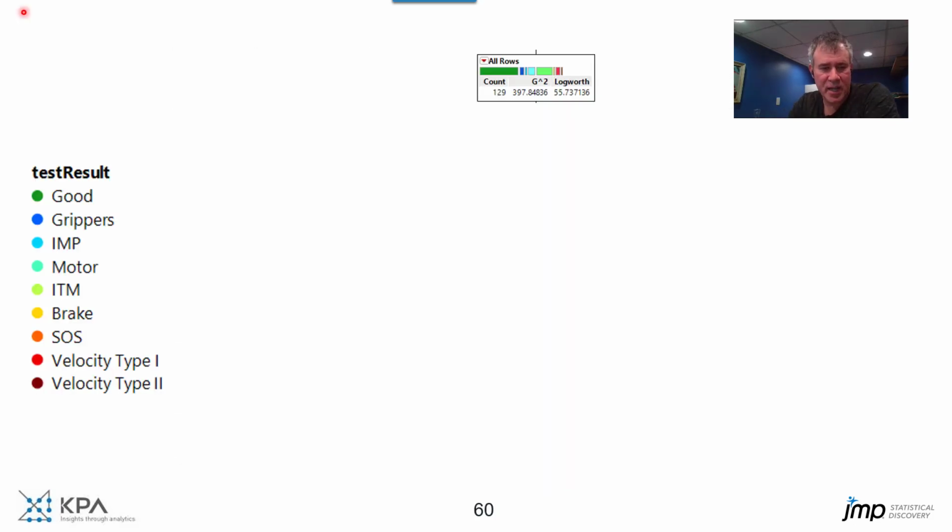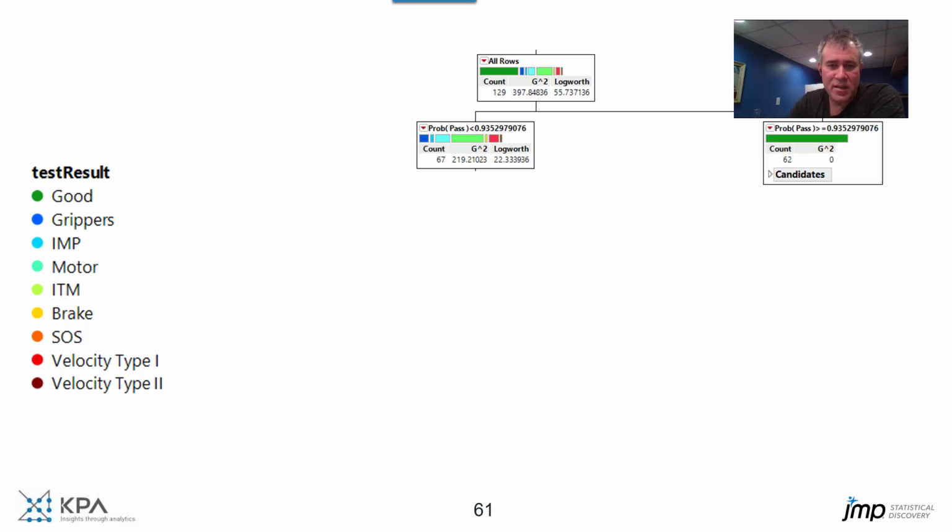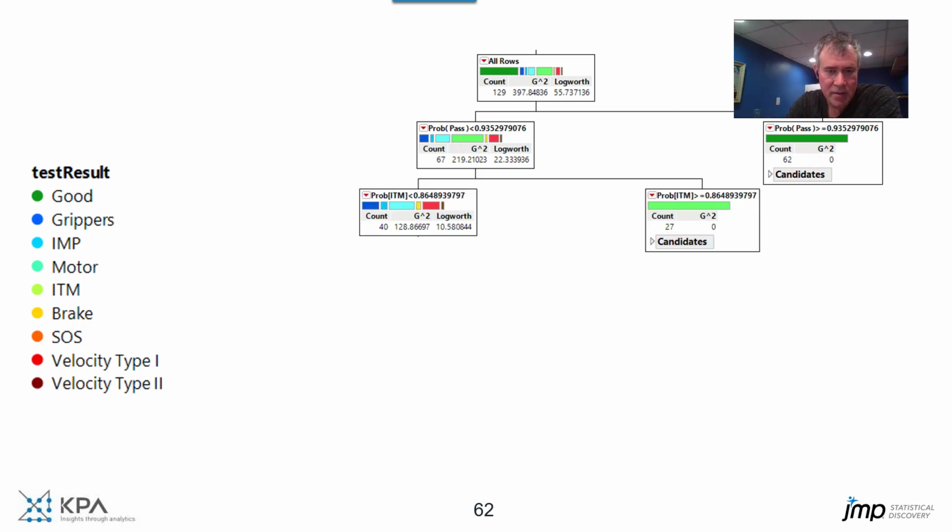So now that I'm in the partition platform, I'm going to hit split a couple of times, and I'm going to hope that I end up with an easily understandable decision rule that's easy to communicate. That may or may not happen. Sometimes it works, sometimes it doesn't. So I split once, and we see that whenever the probability of pass is higher than 0.935, we almost certainly have a pass. Not many passes are left over on the other side. I take another split. We find a decision rule on ITM that is highly predictive of ITM as a failure mode.